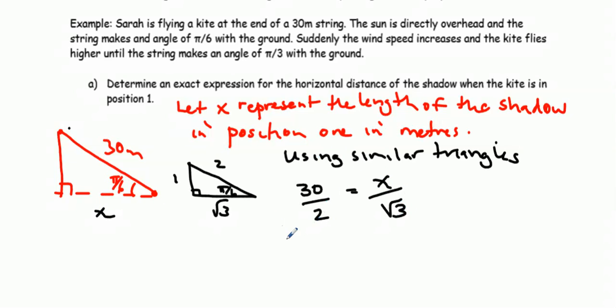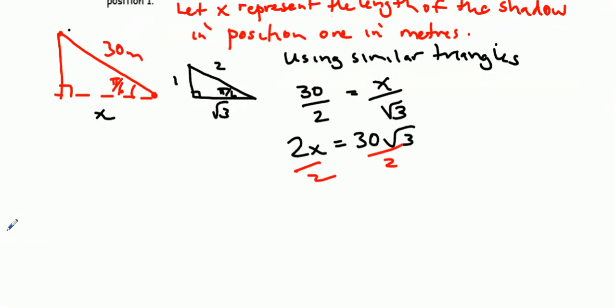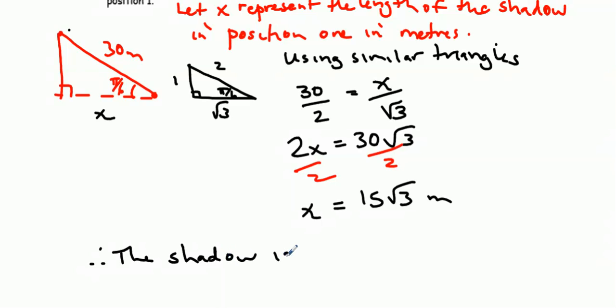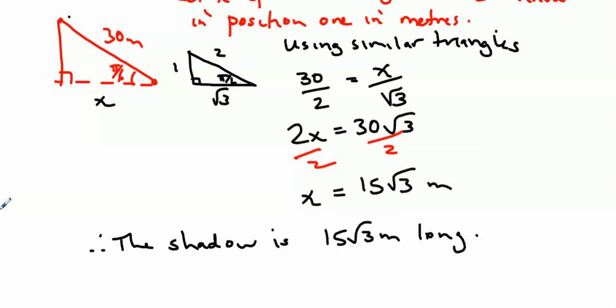So I've set up a proportion. I can cross multiply to solve. I'm going to divide both sides through by 2 here. And I'm going to get 15 root 3 as my length of my shadow. This is the exact value. Therefore, the shadow is 15 root 3 meters long. Okay? All right.